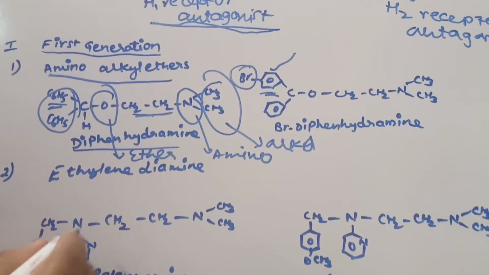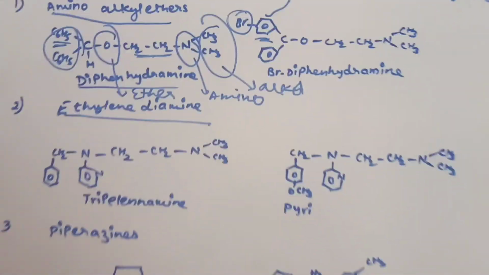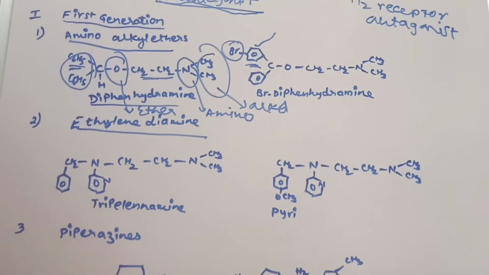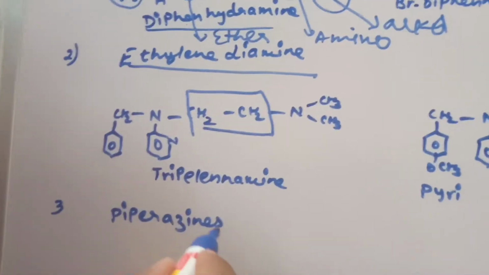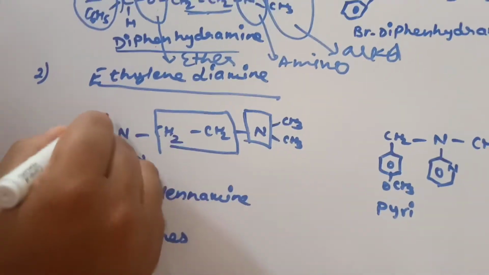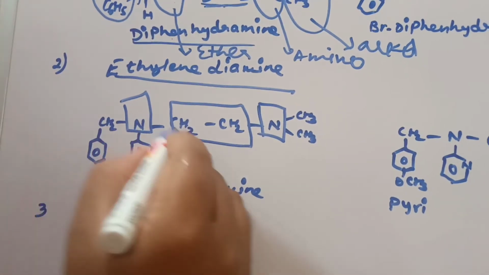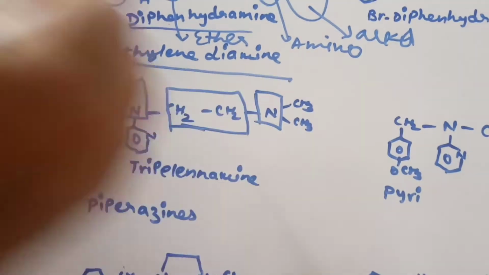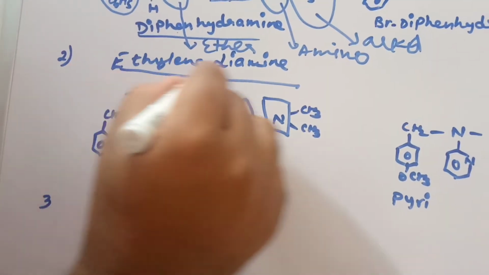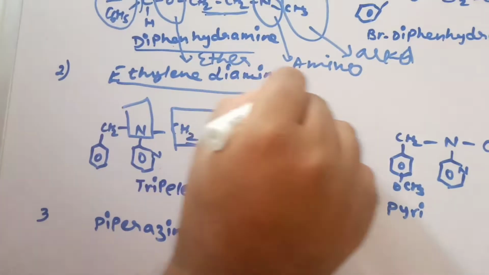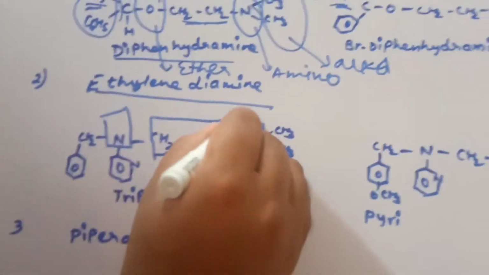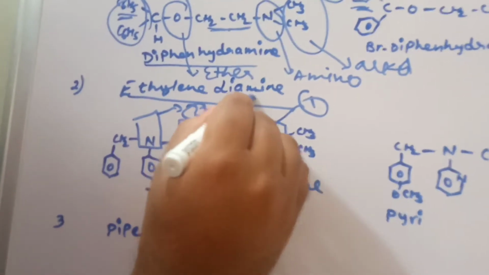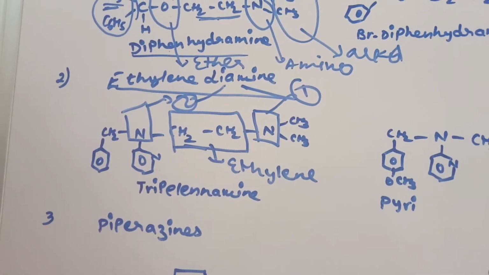Now the second class of drugs is ethylene diamines. In ethylene diamines, ethylene means CH2CH2. Diamines means one amine group, two amine groups. First you have to draw the ethylene structure, and on either side you draw two amine groups. That is a way of remembering the structure. This is called ethylene, this is one amino group, this is two amino group. Both are diamines.